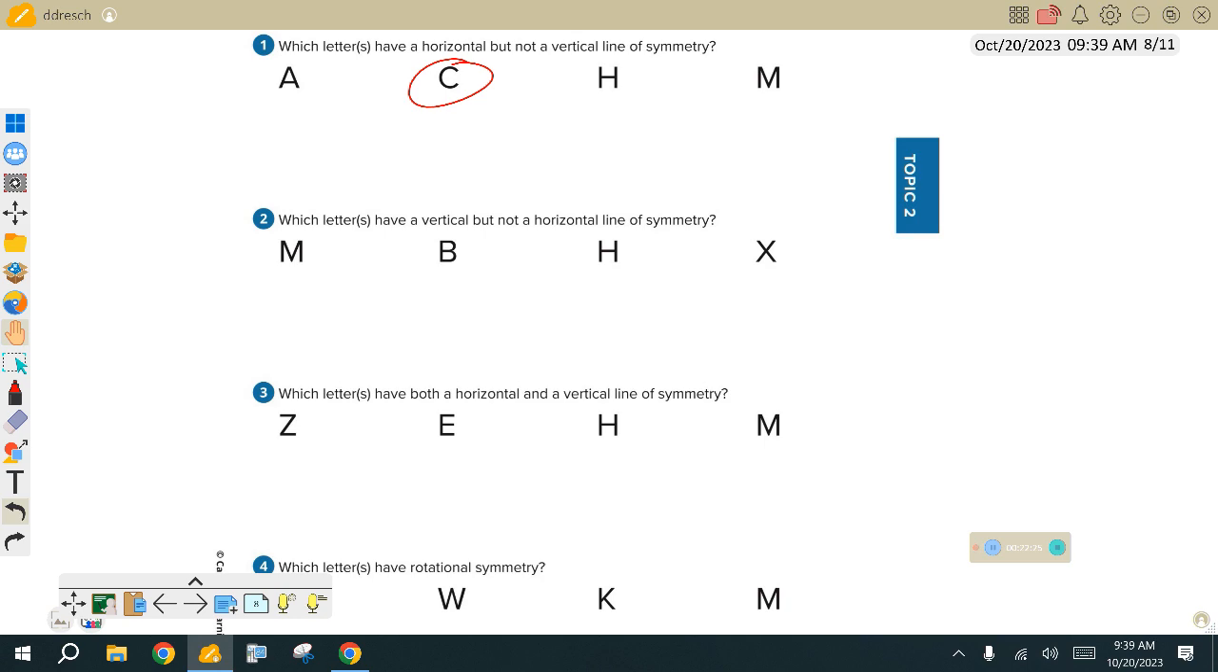Flip it now. Letter or letters that have a vertical but not a horizontal. Across the board, what do we got? M does. Anything else? I'm sorry? Does B? No. Does H? Does X?